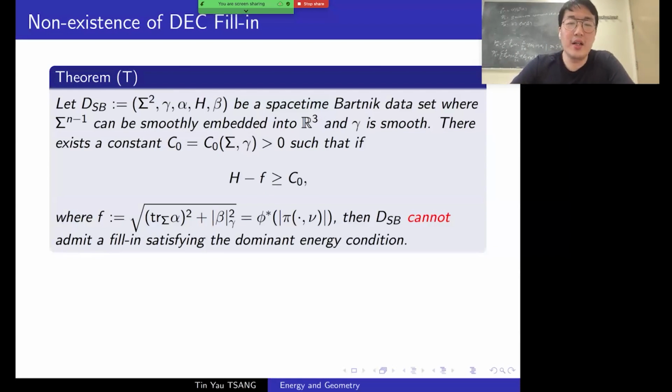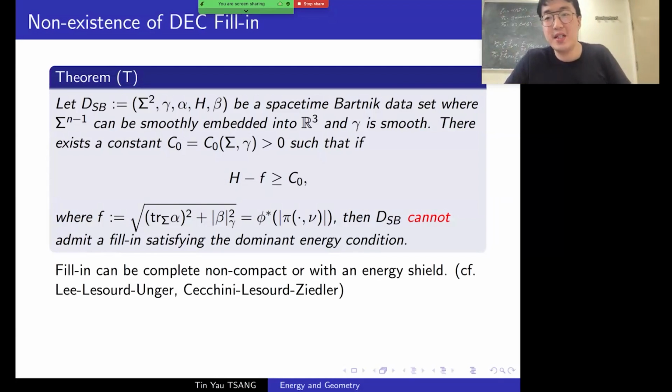Okay, so again, we have a spacetime Bartnik data set, and say it can be embedded in R3, and then the metric is a smooth surface. Then there exists a constant such that if H minus f, again f here just means a pullback of the pi nu norm. So in a sense, if the energy is leaking too much along the boundary, then inside you cannot have the dominant energy condition, right? Because it's so physical, right? Again, energy is leaked too much away from the boundary already, then inside the energy shall be negative.